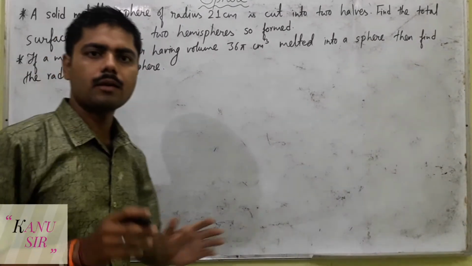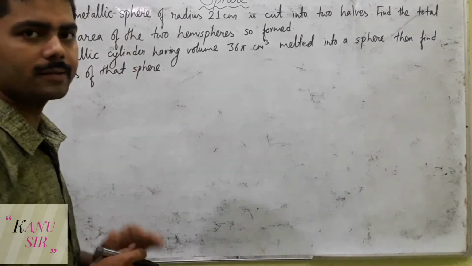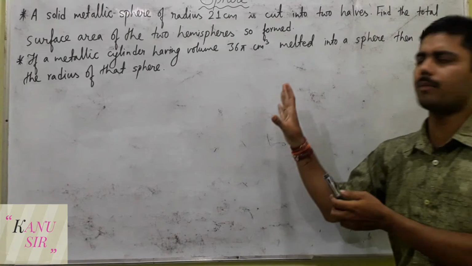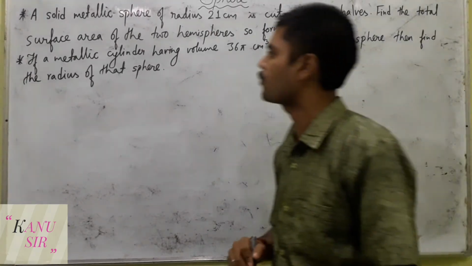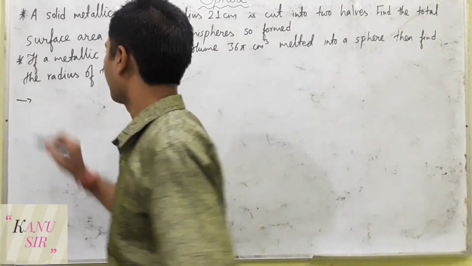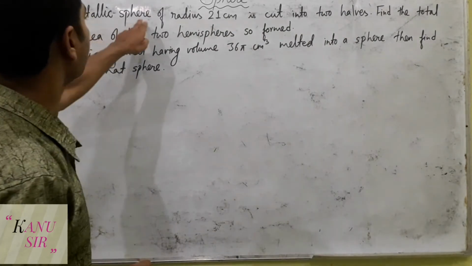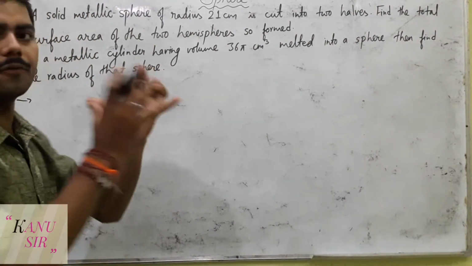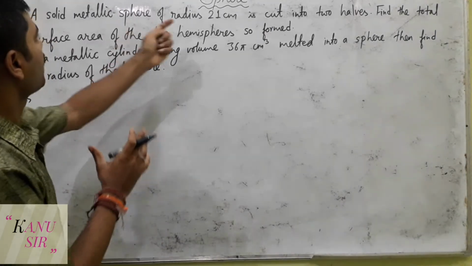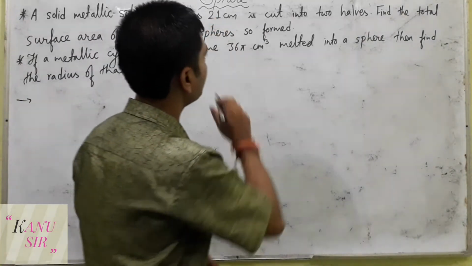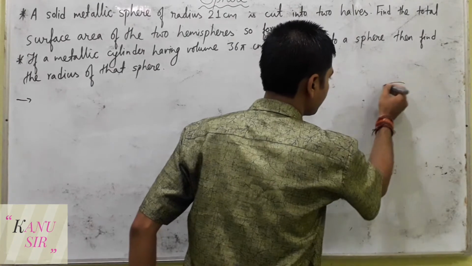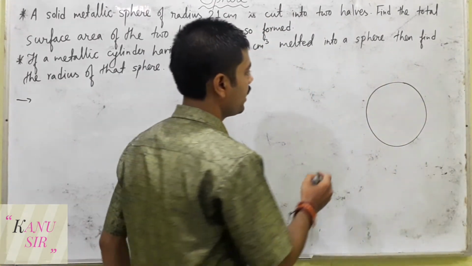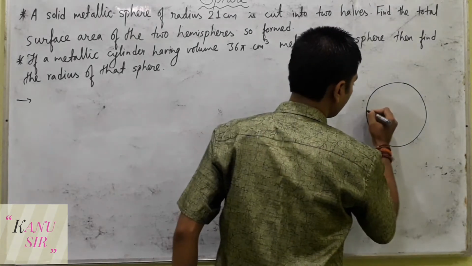So now let us go to some other questions that are interesting. Here you will get the actual meaning of this type of question. A solid metallic sphere, a solid ball in the form of a spherical shape of radius 21 cm, is cut into 2 halves. So this is a sphere, a ball made of metal, and it is exactly cut from the middle.